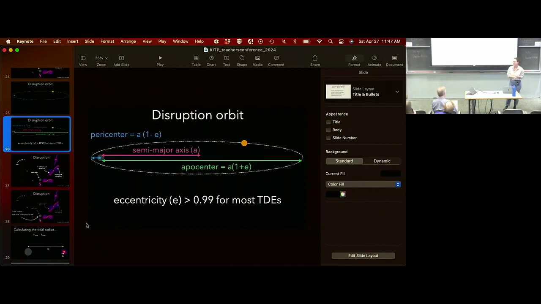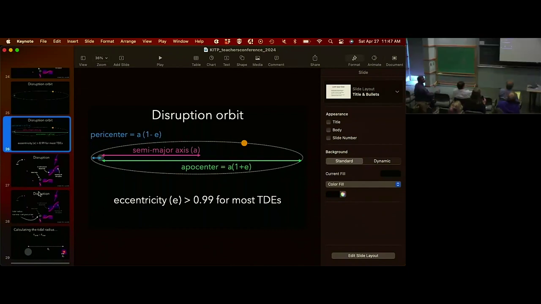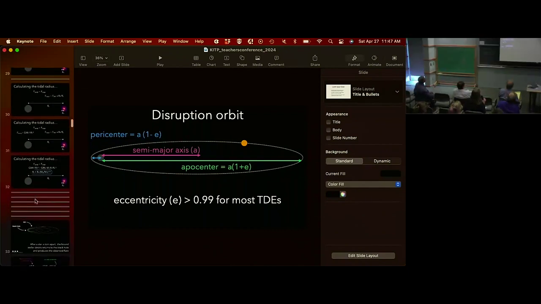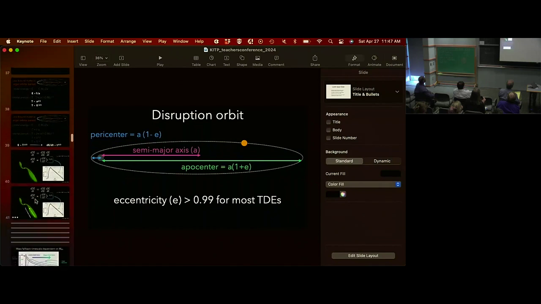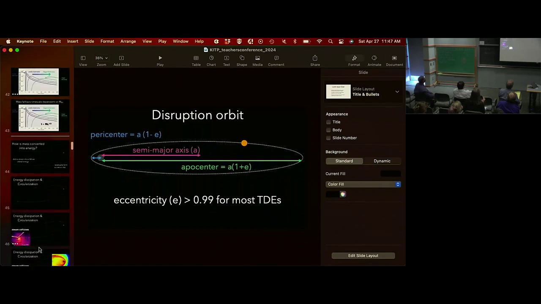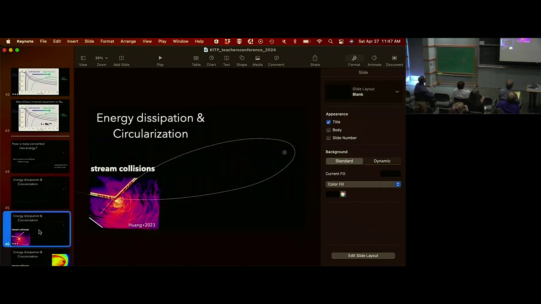On your slides for the stream collisions. Yes. I think it's after this. Let's see. Yes. So I'm understanding that's the star coming into its orbit and then the pieces on the other side. Ooh, good point. I should have clarified. So this is all happening after the star is fully disrupted.